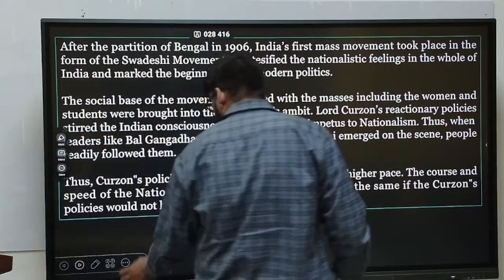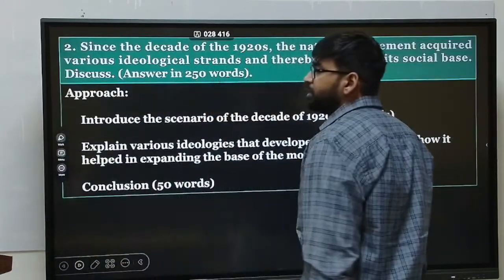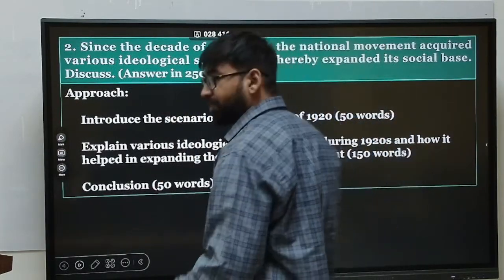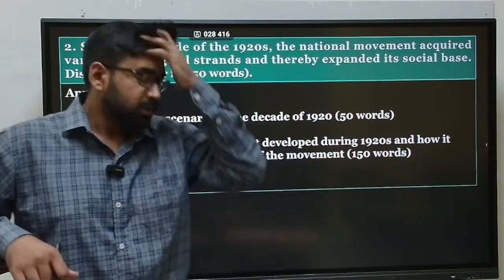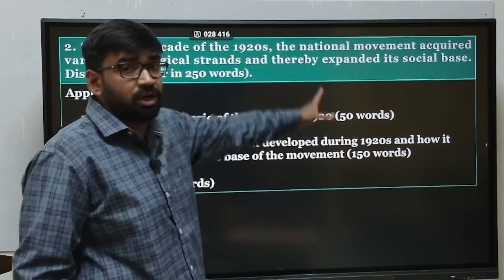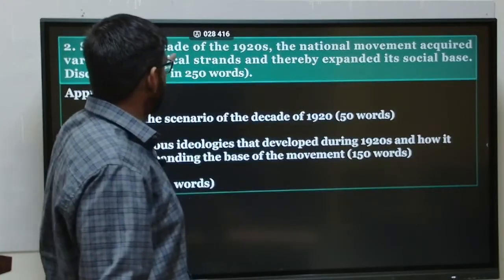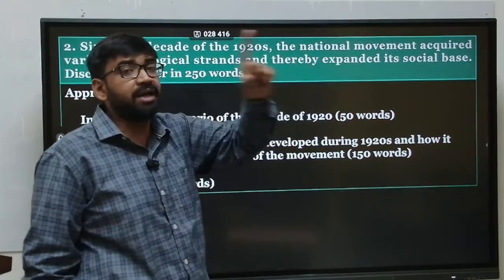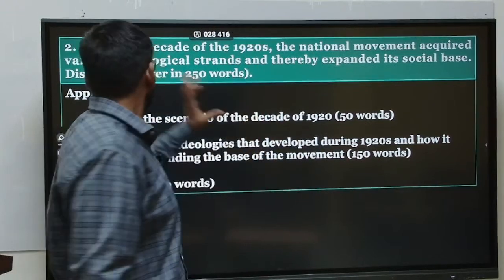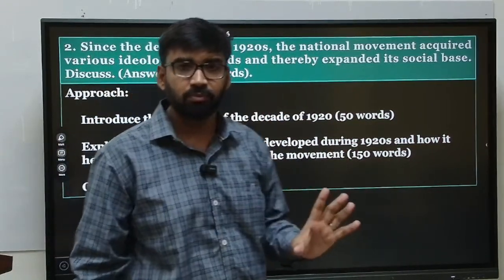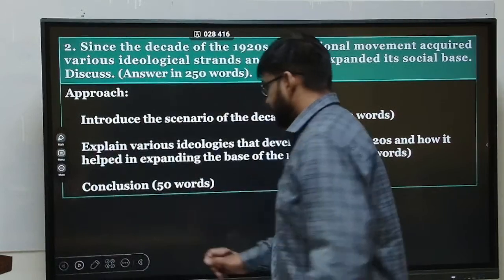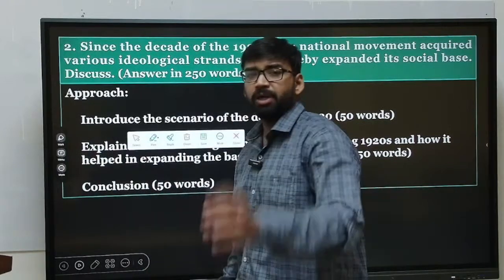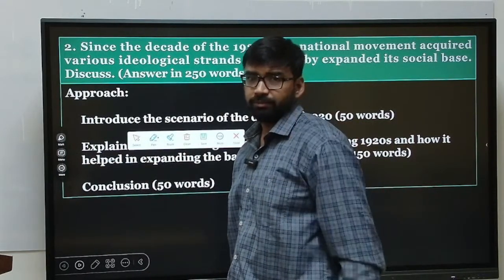Now another question which was asked by UPSC. The second question here is: since the decade of the 1920s. Now try to understand very carefully. Since the decade of the 1920s, the national movement acquired various ideological strands and thereby expanded its social base. Discuss. Now see, if you know the concepts, you will be able to write a beautiful answer. Clear?